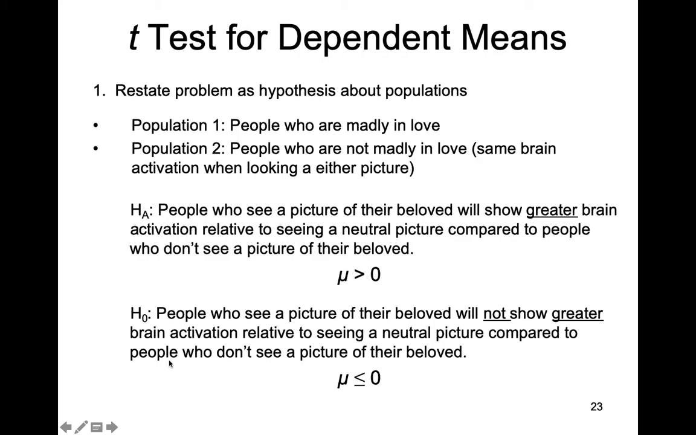The null hypothesis is that people who see a picture of their beloved will not show greater brain activation relative to seeing a neutral picture compared to people who don't see a picture of their beloved. So in other words, seeing a picture of their beloved won't result in a change in brain activity, or it would show reduced brain activity compared to a neutral picture. So the pattern would be that change scores would be close to 0 or negative if the null hypothesis is correct.